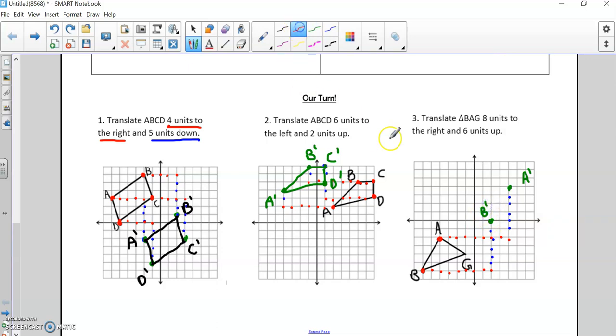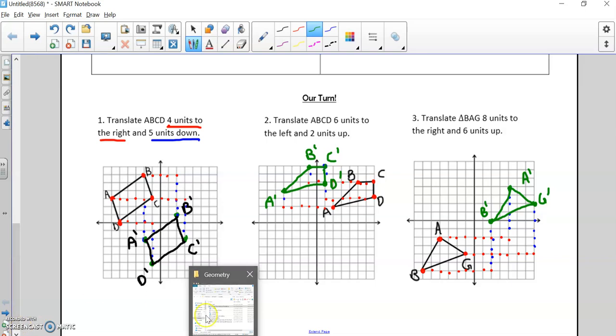And lastly, we have point G. And it's going to go 1, 2, 3, 4, 5, 6, 7, 8. And 1, 2, 3, 4, 5, 6. We got our G prime. And now we can draw in the rest of our figure. And that's it. And that is how you do translations.